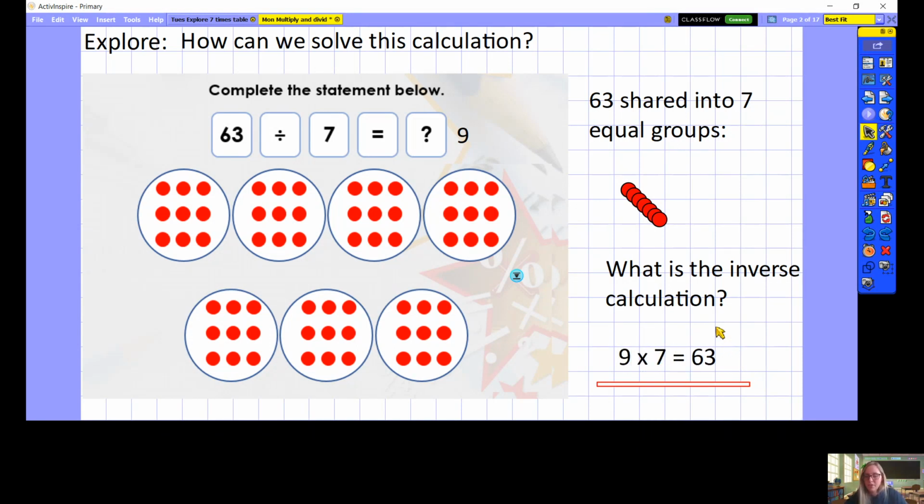I would have counted in 7s to help me work out that answer. So I would have counted 7, 14, 21, 28, 35, 42, 49, 56, 63. So I counted 9 groups of 7 to get to my answer, 63.